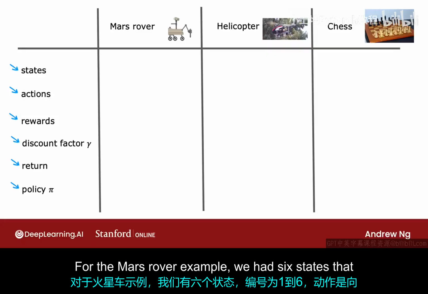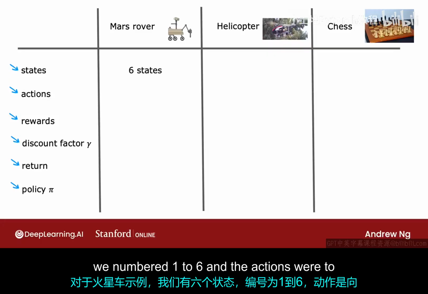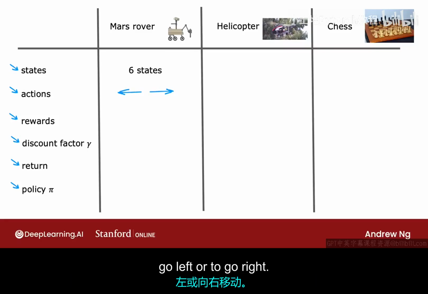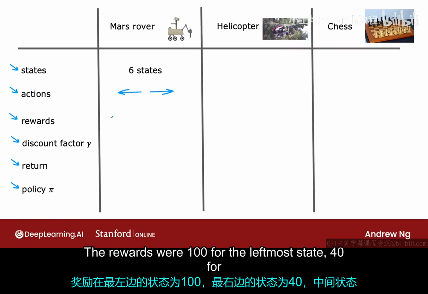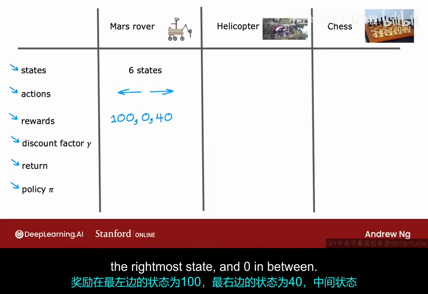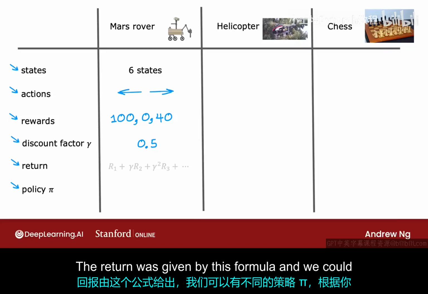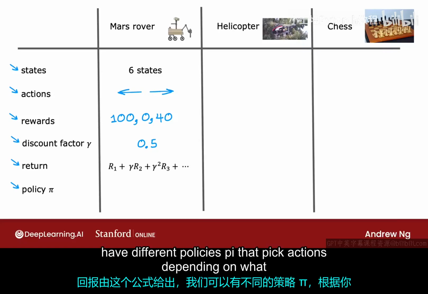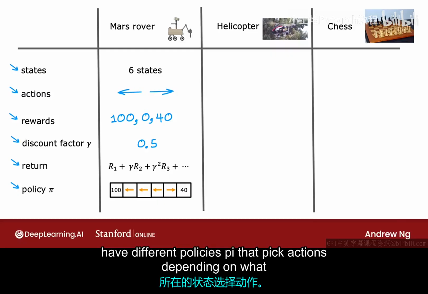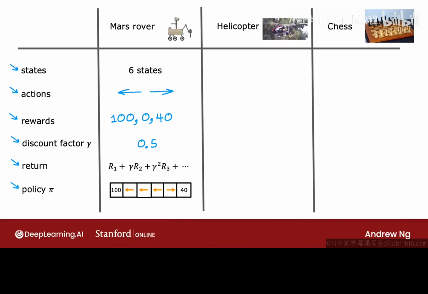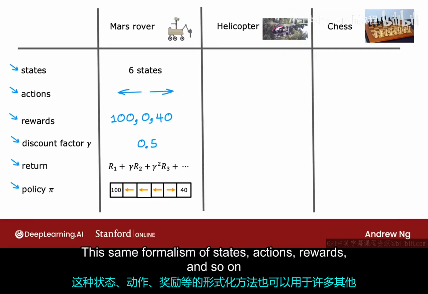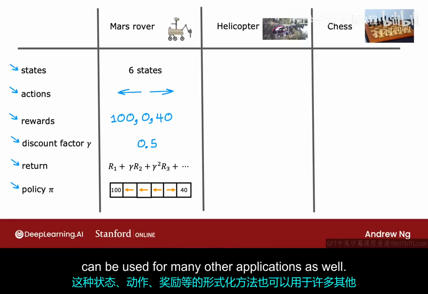For the Mars rover example, we had 6 states that we numbered 1 to 6, and the actions were to go left or to go right. The rewards were 100 for the leftmost state, 40 for the rightmost state, and 0 in between. And I was using a discount factor of 0.5. The return was given by this formula, and we could have different policies pi that pick actions depending on what state you're in.